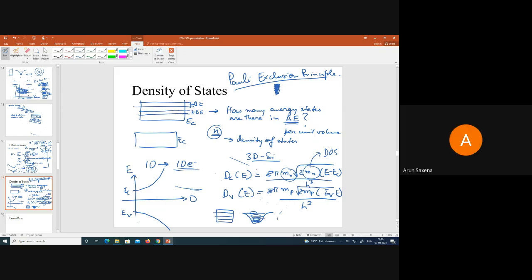Okay, sir. Thank you. So the Schrodinger equation gives you the chairs. The Pauli exclusion principle will tell you how many people each chair can fit. That is it. Okay. Okay, thank you, sir.